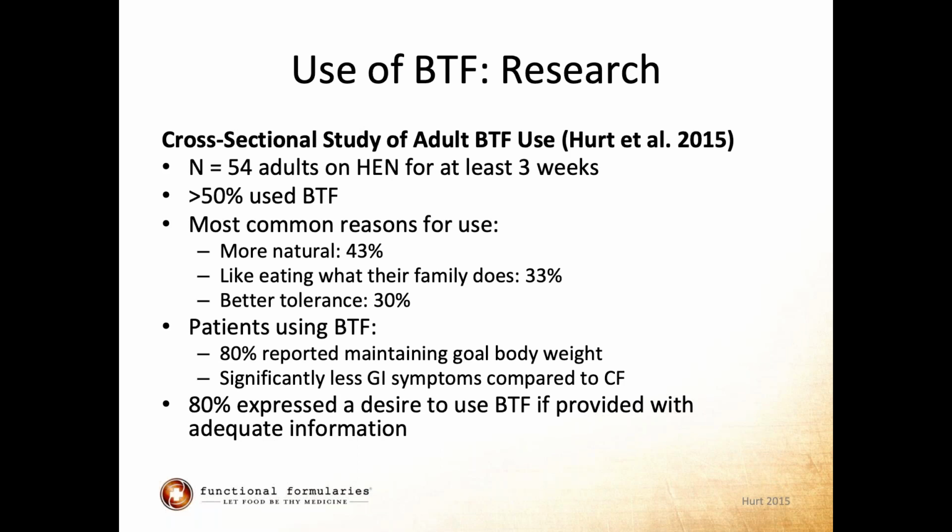So this prospective cross-sectional study was of adults using blenderized tube feeding. It is very important to note that most studies that have been published thus far have been done in the pediatric population. So in this study, there were 54 adults that were on home enteral nutrition for at least 3 weeks. The participants were provided a survey at follow-up appointments after receiving their home enteral nutrition for at least that 3-week period. Greater than 50% of those in this study were using blenderized tube feeding.